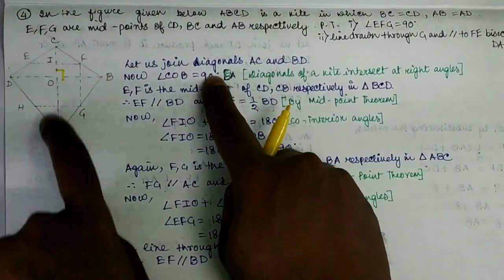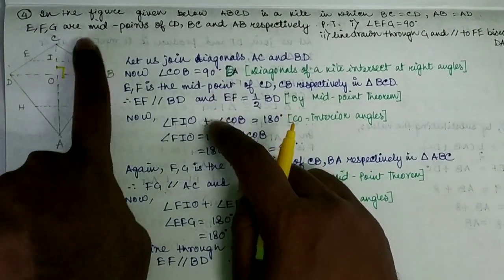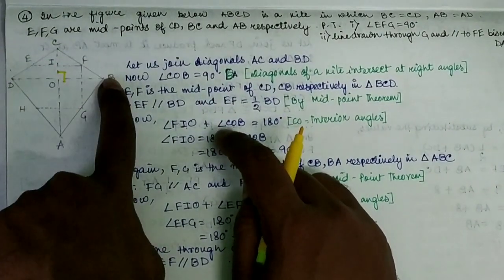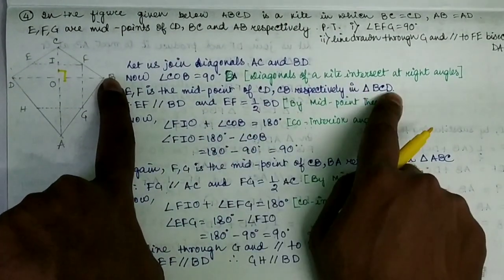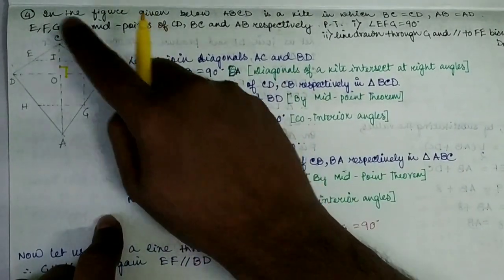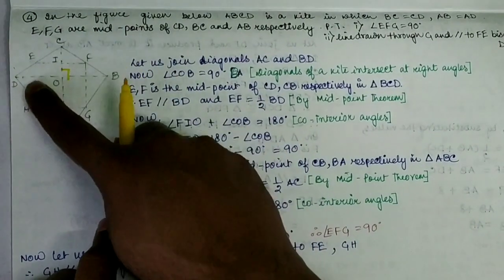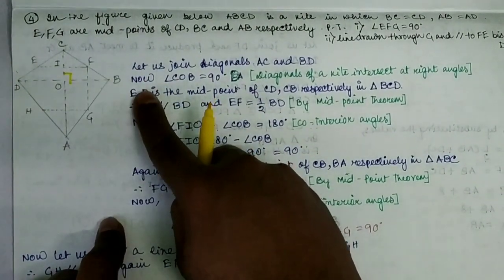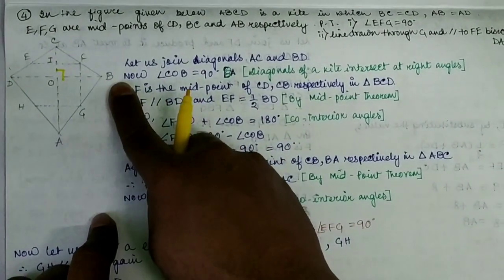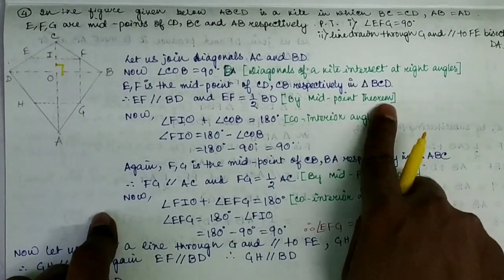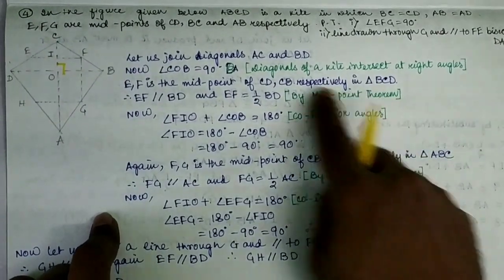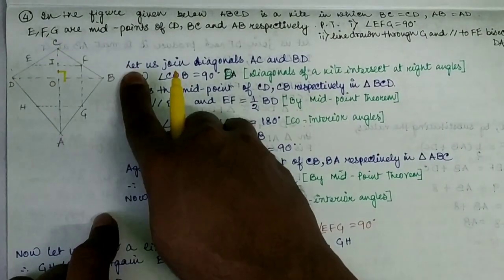Now next, E and F are the midpoints of CD and BC respectively in triangle BCD. So from here we can say that this EF will be parallel to BD, and at the same time EF will be equal to half of BD. Why? By midpoint theorem.